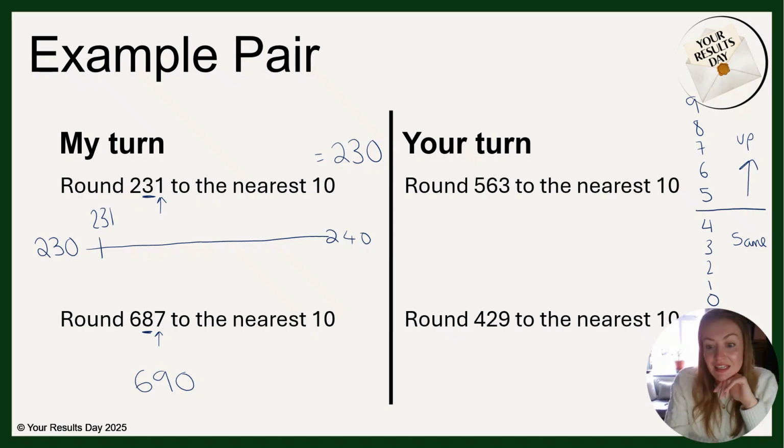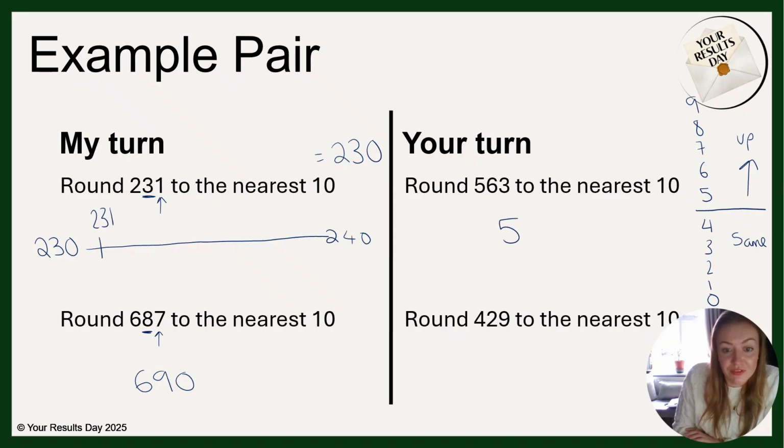Here are 2 questions for you to have a go at. Pause the video and hit play when you're ready to see the answers. 563 to the nearest 10 would be 560, and 429 to the nearest 10 would be 430.